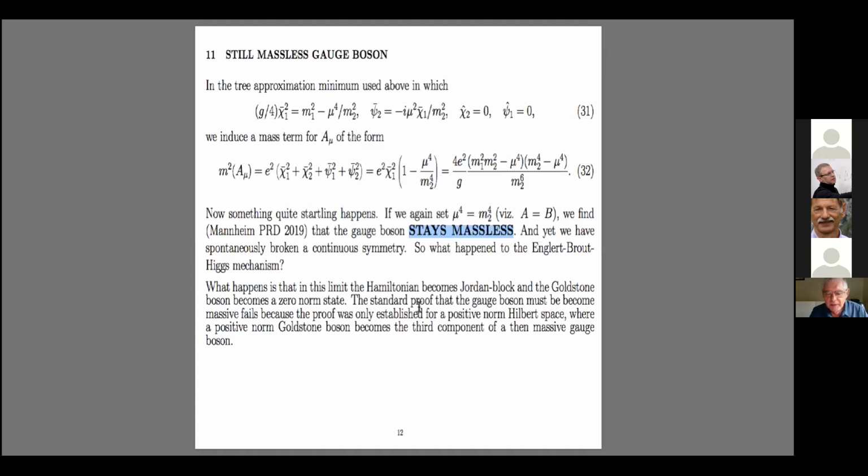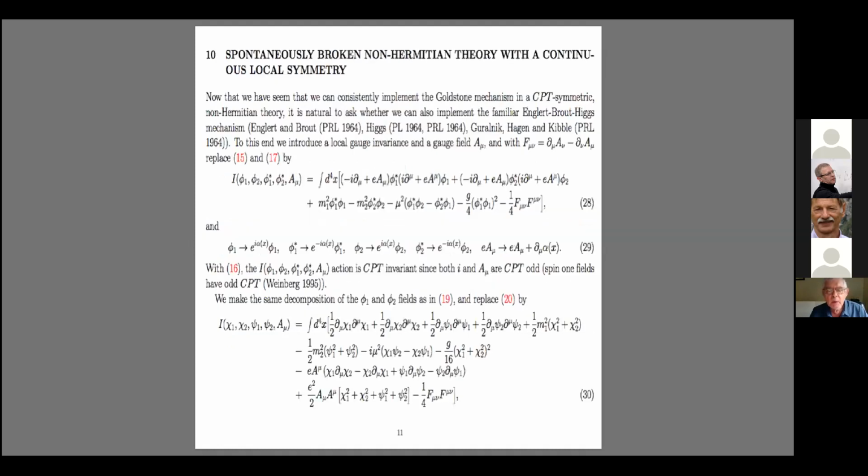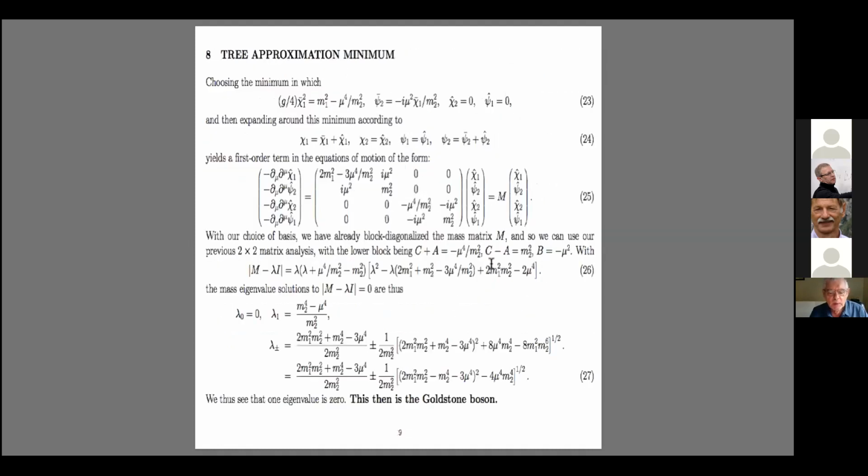Can I ask a question? What happens when lambda plus or lambda minus becomes 0? Nothing in particular. Well, they can't both become 0. Unless, well, one of them can become 0. No. Yeah. You always have to have a complex conjugate pair.